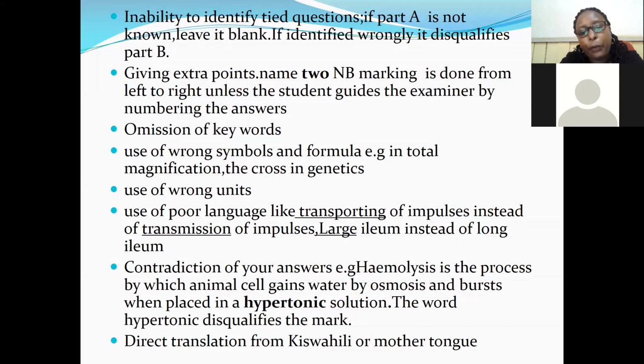Another one, use of poor language. Like you, as a learner, you would use the word transporting of impulses instead of transmission of impulses. The word there is using wrong biology. The impulses are not transported, they are transmitted. Another example, like for the ileum, the student would talk of a large ileum instead of a long ileum. Such words lead to not scoring.